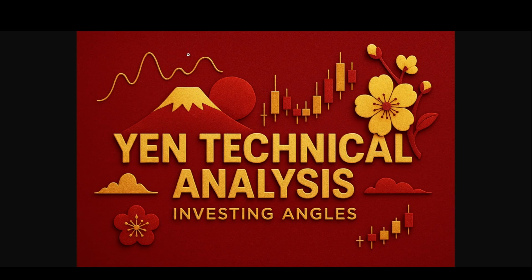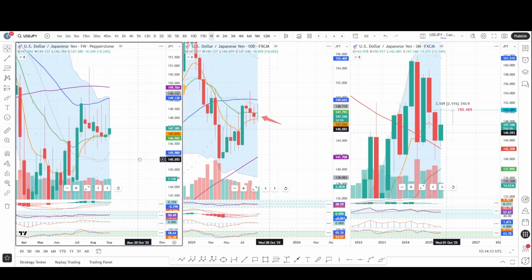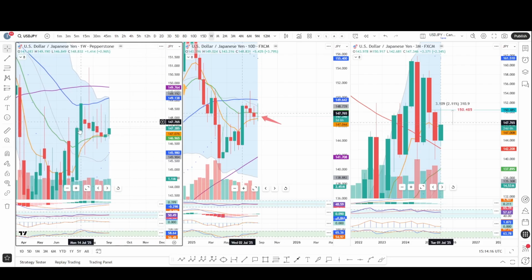Now let's have a look at the dollar yen trade, which is our regular. So what we are seeing is on the weekly frame, the dollar is gaining strength. We have two green candles, technically the minimum required for a reversal. However, it's not a confirmation yet.